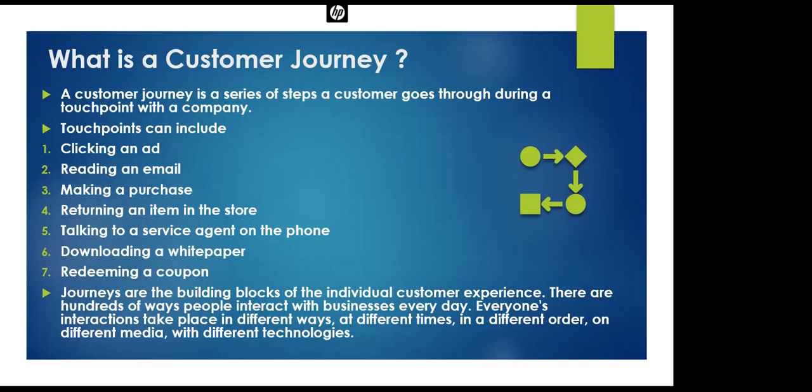There are hundreds of ways people interact with a business every day. Everyone's interaction takes place in different ways, at different times, in different order, on different media with different technologies. So somebody can interact with your brand via mobile, somebody via laptop or desktop. Somebody might see your advertisement on Facebook, on Twitter, on Instagram, or somebody personally visits your website, or somebody has heard about your brand from someone else.